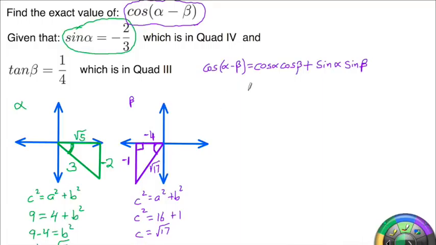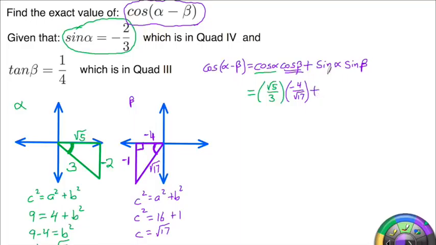Back to green. So cosine of alpha. So the cosine of alpha is this picture. We're looking at this reference angle, and cosine is adjacent over hypotenuse. So this will be replaced with the square root of 5 over 3. All right, next up is cosine of beta. And the cosine of beta is working with this angle. And again, cosine is adjacent over hypotenuse. So this would be -4 over the square root of 17.